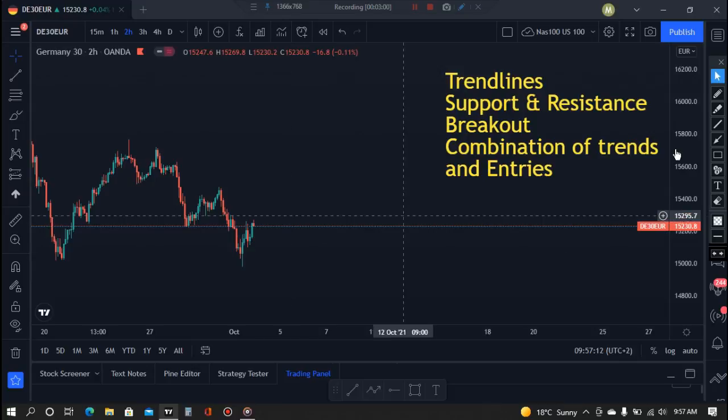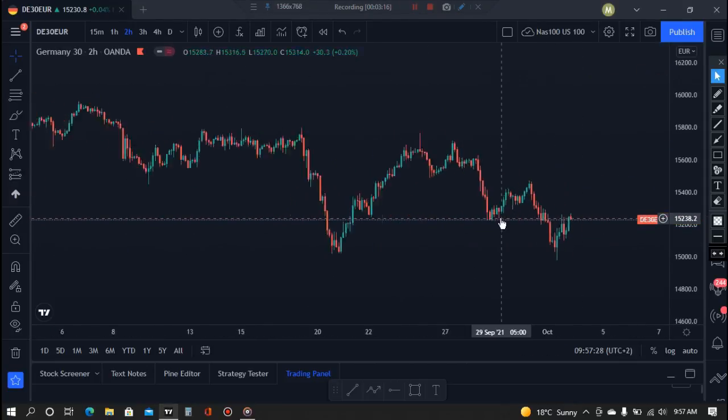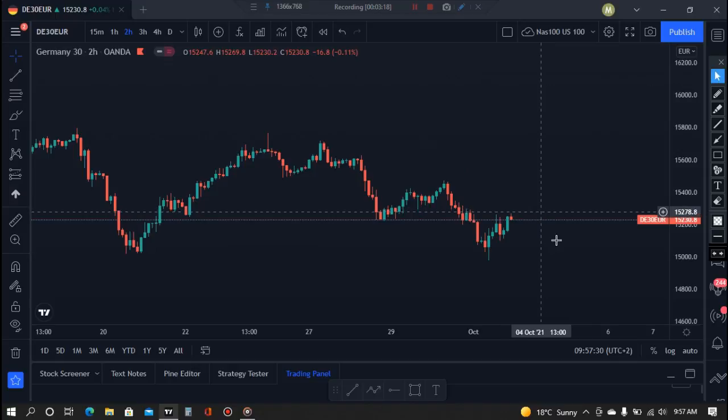Okay, let's start. Let's start with trend lines. You see, when we talk about trend lines, let's just say trends, we're talking about uptrend, downtrend. So I'm not going to explain much about the downtrend and uptrend. I'm just going to show you how we draw them correctly. I'm not going to say this and that.